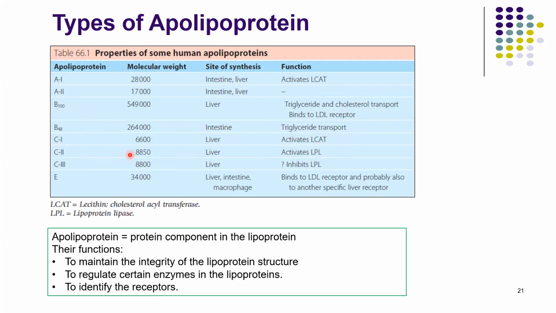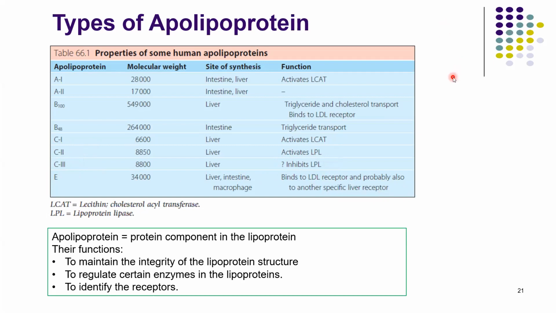C2 is good because C2 activates LPL. What is LPL? Lipoprotein lipase. It's a lipase, so it can hydrolyze the triglyceride into glycerol and free fatty acid. So C2 is good, but C3 is not good because it inhibits the LPL. And E binds to the LDL receptor and probably also to another specific liver receptor.